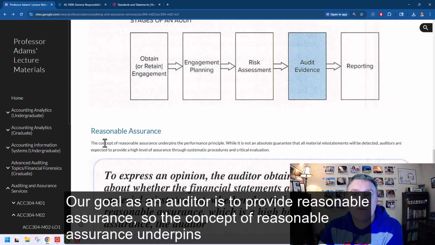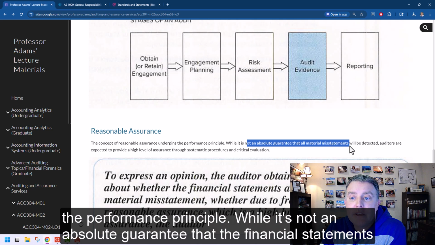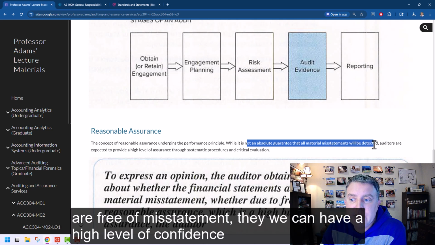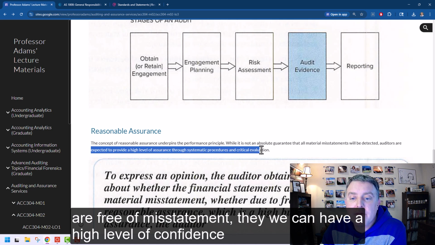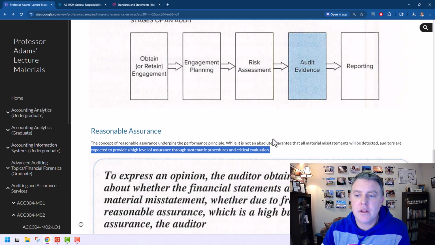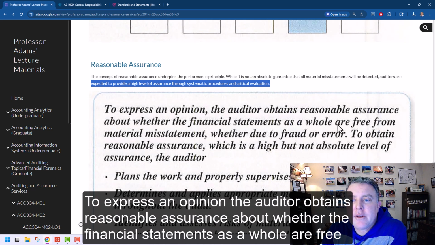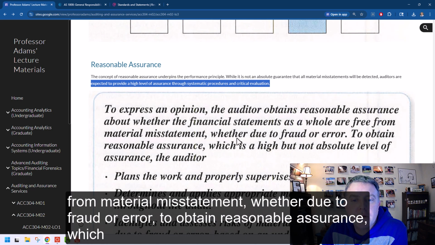Our goal as an auditor is to provide reasonable assurance. So the concept of reasonable assurance underpins the performance principle. While it's not an absolute guarantee that the financial statements are free of misstatement, we can have a high level of confidence that they are free of material misstatements, so misstatements that would affect decision making. To express an opinion, the auditor obtains reasonable assurance about whether the financial statements as a whole are free from material misstatement, whether due to fraud or error.